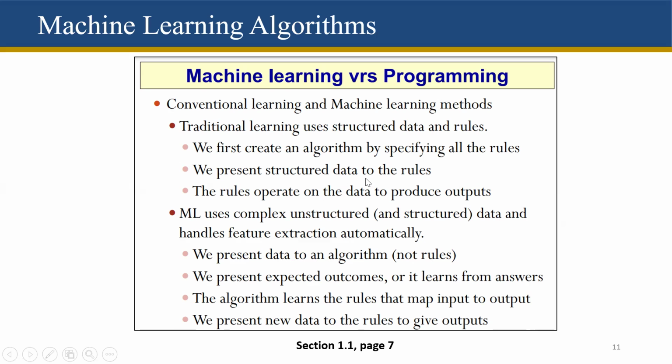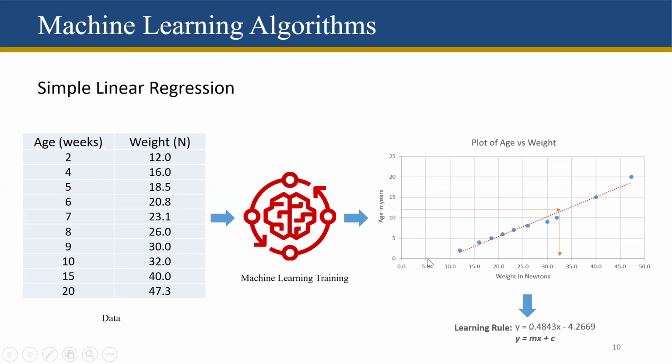Then we present the data to the rules, and the rules operate on the data. So the rule was addition, it operated on the data that we presented, 2 and 3, and we got an output of 5. But in the case of machine learning, we use complex structured or unstructured data, and the algorithm handles the feature extraction automatically. Now, we present the data to the algorithm, not rules. So over here, the algorithm was a linear regression algorithm.